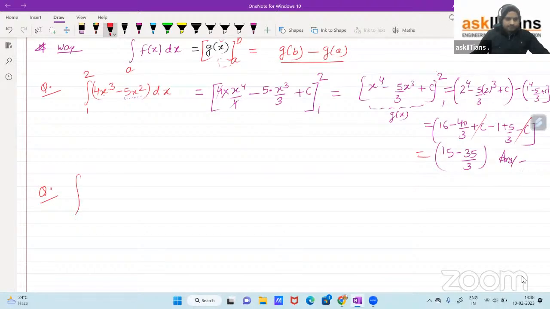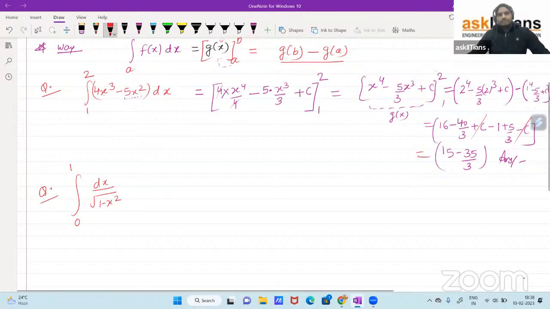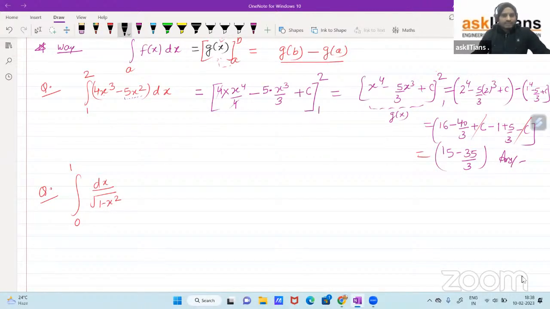Next, dx divided by under root of 1 minus x square from 0 to 1. So how to calculate? I told you now that for this function, you have to find the indefinite integration. So one formula: 1 divided by under root of a square minus x square, integration with respect to x, will be equal to sine inverse of x by a plus c.